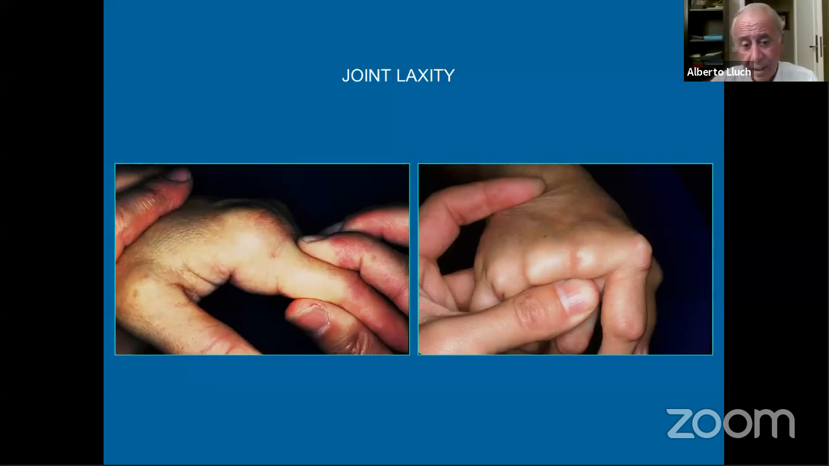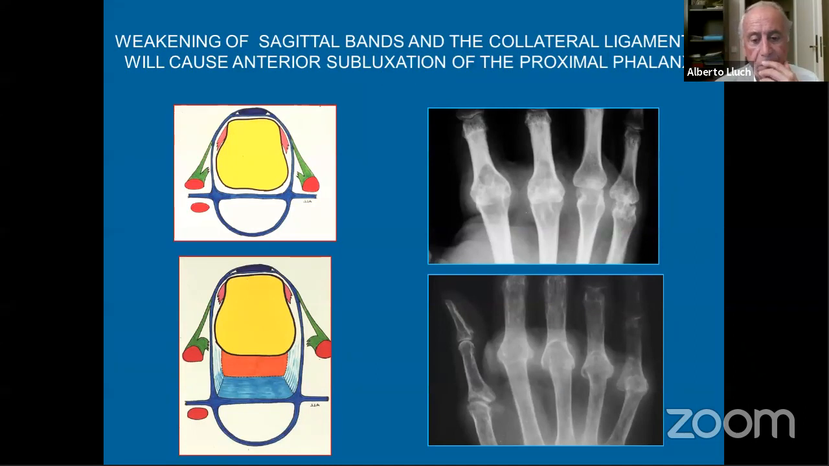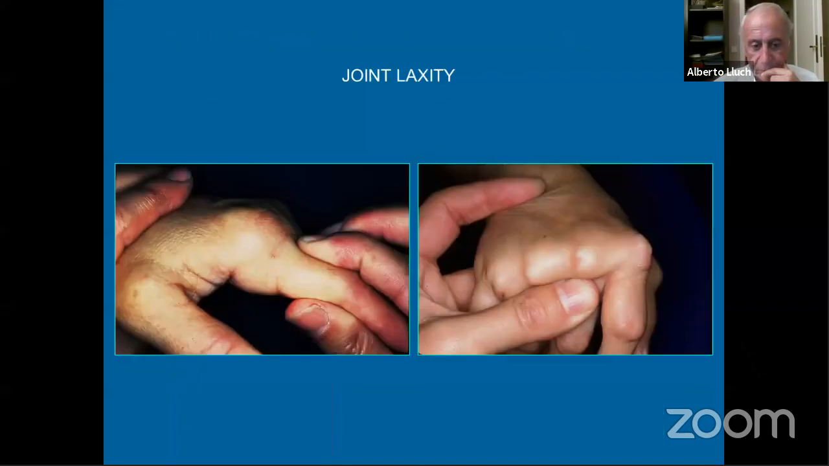You can tell by doing drawer signs, as in the knee. You can see the stability. You can tell if the collateral ligaments have been elongated. And the patient will be surprised that you can push the proximal phalanx underneath the head of the metacarpals, or even do an anterior-posterior displacement, which is possible in normal fingers dorsally, but not anterior. Anteriorly, it's impossible, always dorsally.